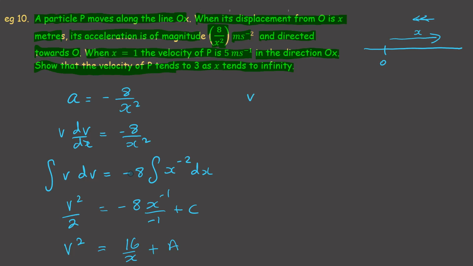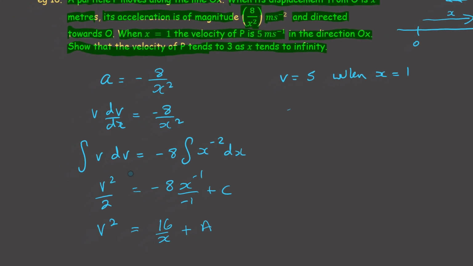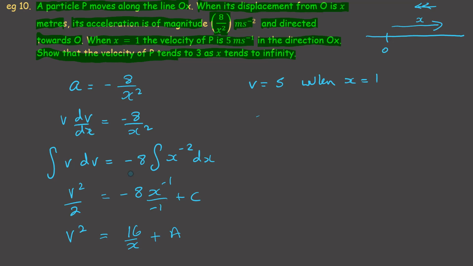Now we know that v is equal to 5 when x is equal to 1. So substituting in, 25 is equal to 16 plus a, and that means that a is equal to 9. So we now have that v squared is equal to 16 over x plus 9.